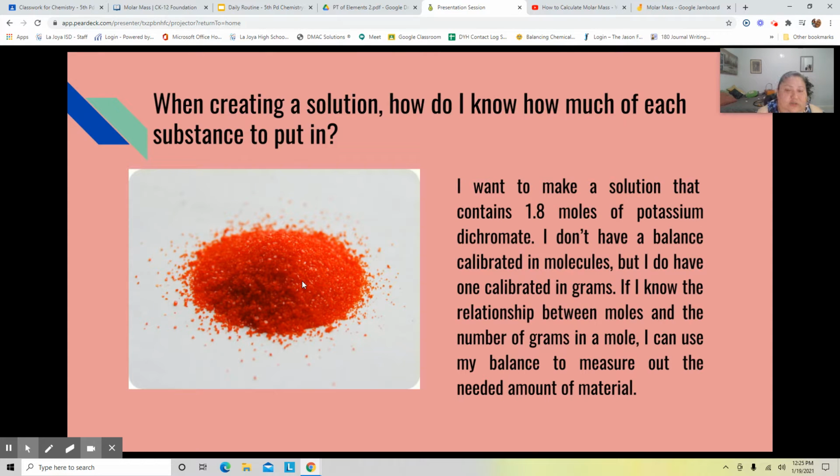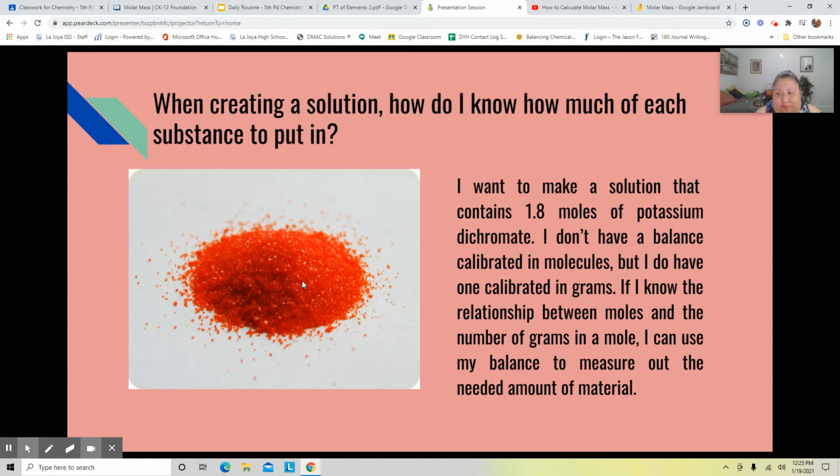When creating a solution, how do I know how much of each substance to put in? So remember, anytime you're doing solutions, there's two components to a solution. The water, that's your solvent, and your solute. Okay? So this introduction is going to talk about the solute. All right? So let's get started. Who's going to read for me?